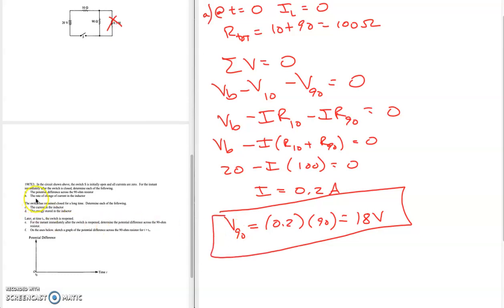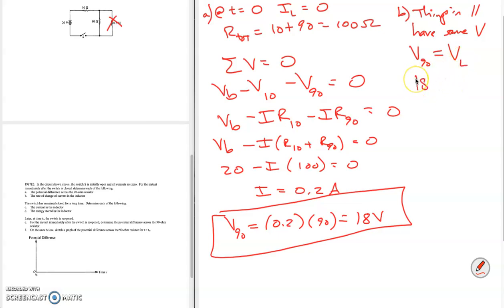All right, for part B, the rate of change of current in the inductor. Now, they asked us for the voltage of the 90 ohm because the voltage of the 90 ohm is going to be the same as the voltage of the inductor. So for part B, because those guys are in parallel, things in parallel have the same voltage. So voltage of the 90 equals voltage of the inductor.